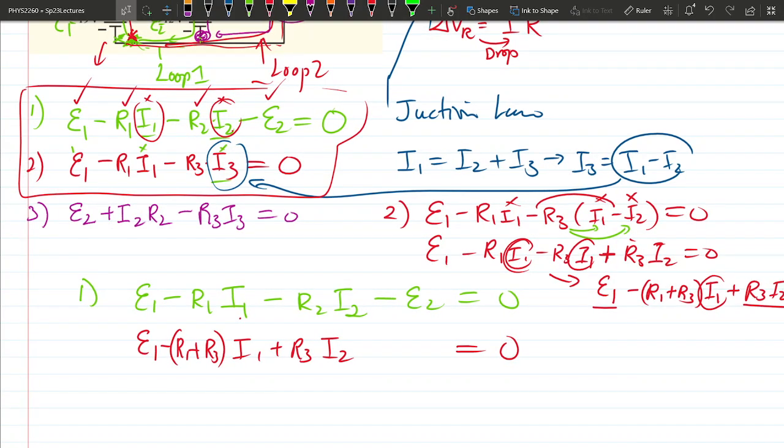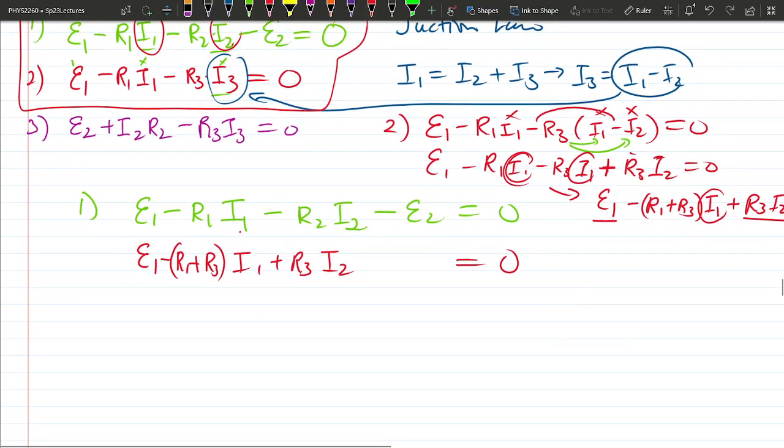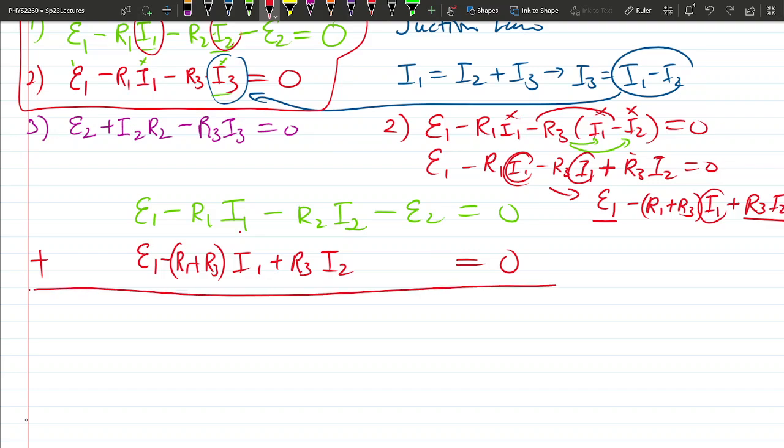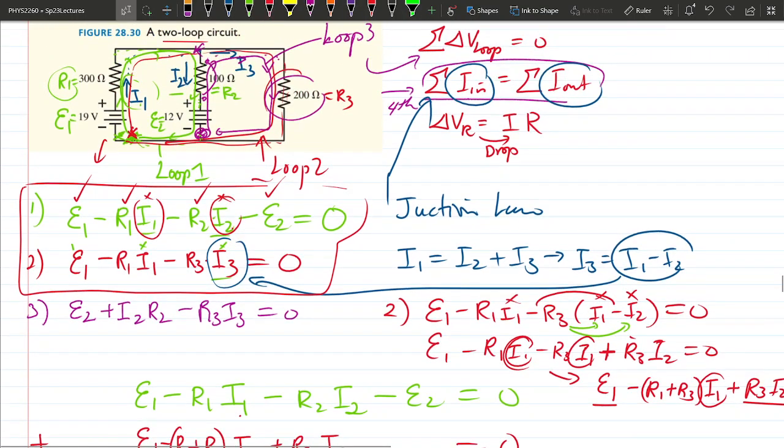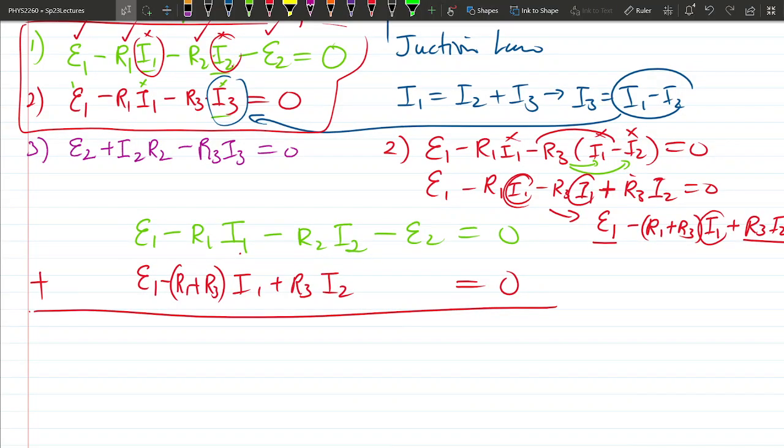To solve for one of these variables, there are two different ways to do it. You can do a substitution, where you solve for one and then substitute into the other equation. The other way is a system of equations, where you add these two equations together in a special way. I want to get rid of one of these variables, and the answer we actually want is I2, so we want to preserve I2 in the equation.